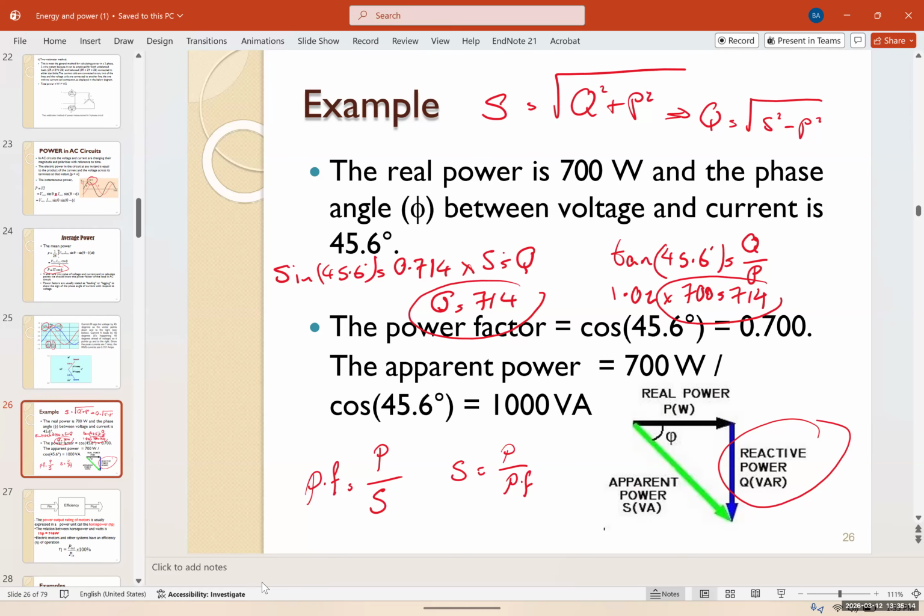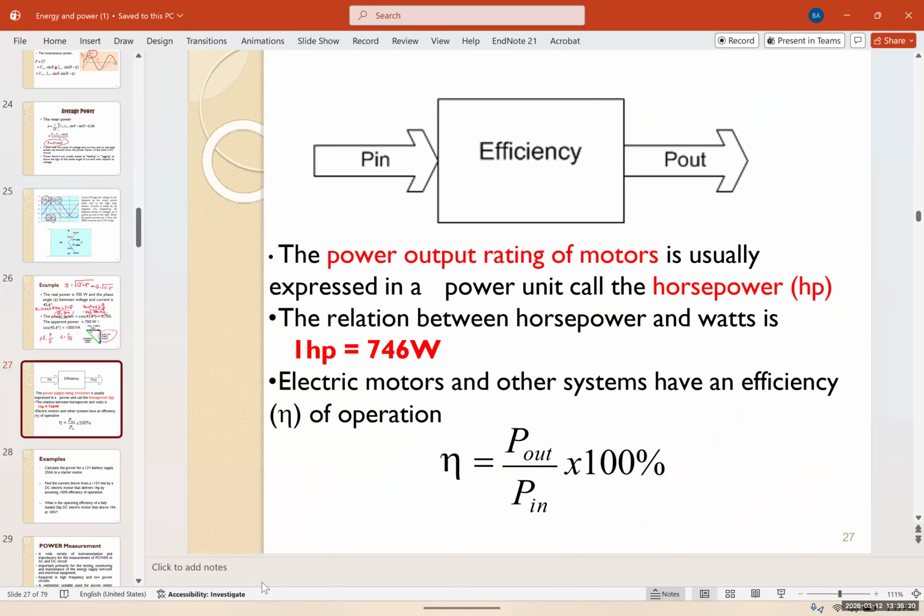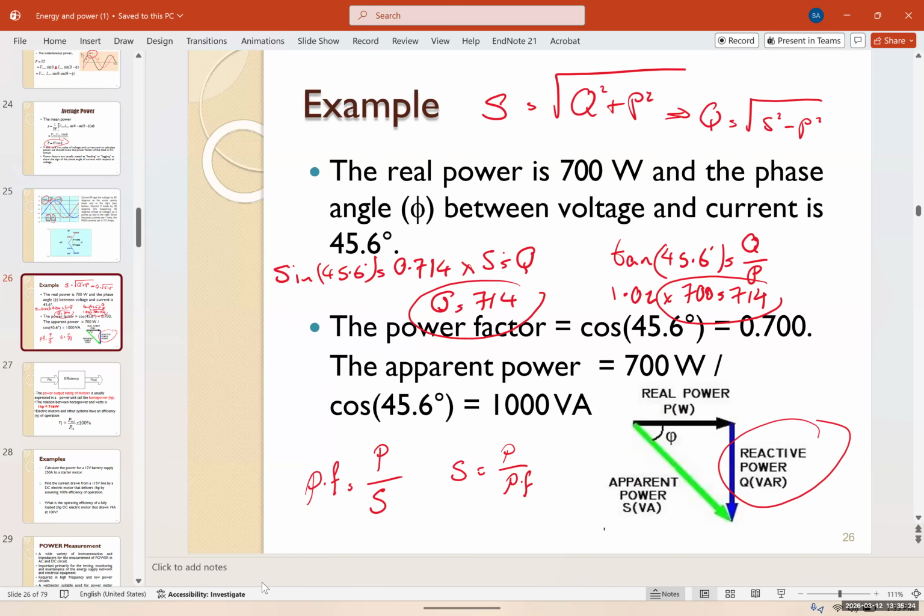So if you have the angle phi, the easiest way is to use the sine, cosine, or tangent of theta. One would be the most accurate way of finding it. All of them give you the exact same result.